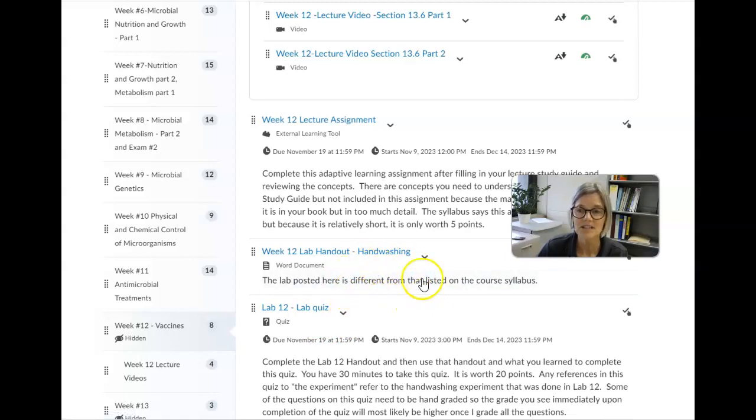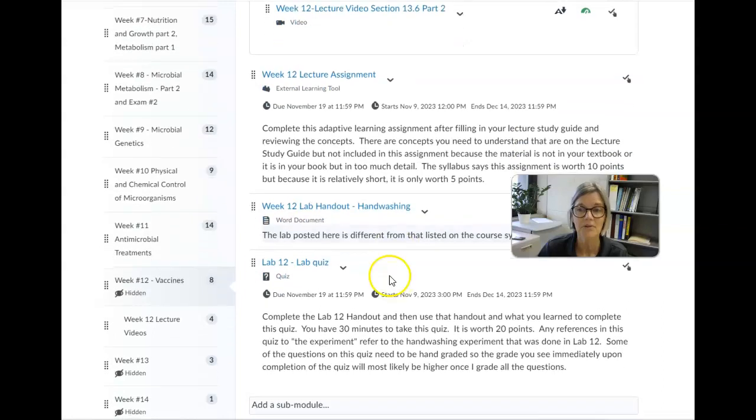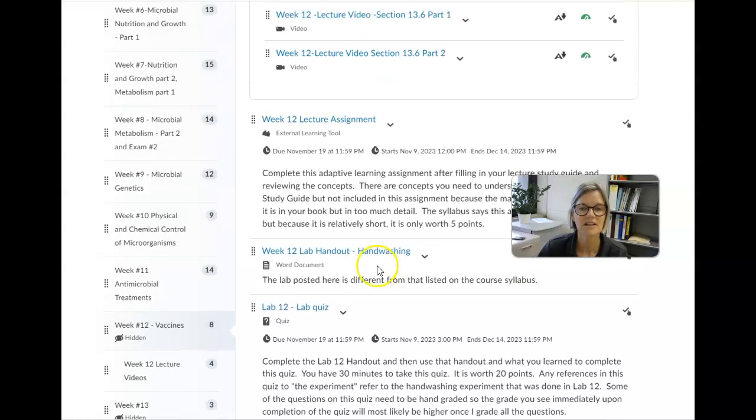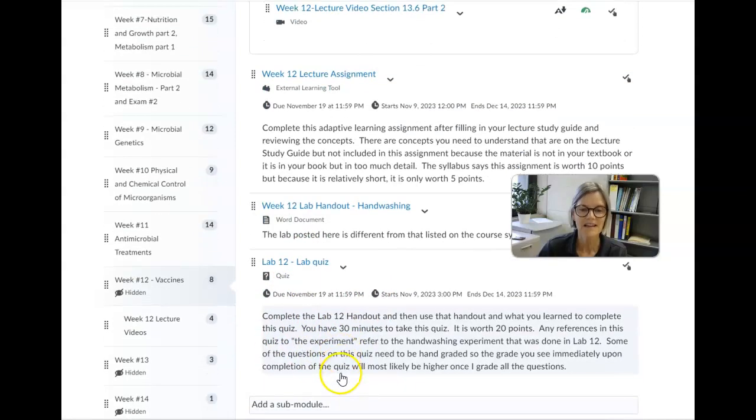If you don't know the answers on some of these or you need to talk about them, contact me. We can talk about it. I would recommend doing it during the week and not on the weekends if you think you might want to talk to me. But the lab quiz is just answers directly from this lab handout. So no virtual labs this week, just the lab handout and the lab quiz. And this lab quiz is worth 20 points.